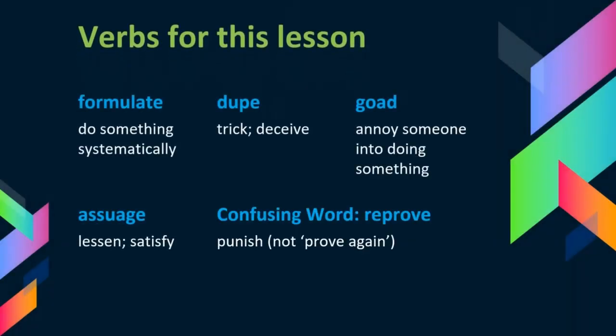Finally, let's review our verbs for this lesson. Formulate, do something systematically. Dupe, trick or deceive. Goad, annoy someone into doing something. Assuage, lessen or satisfy. And reprove, punish.